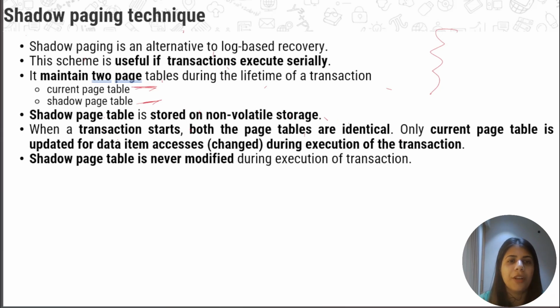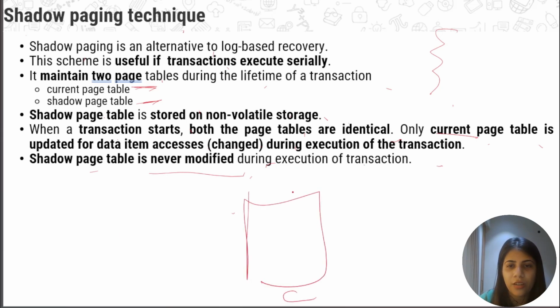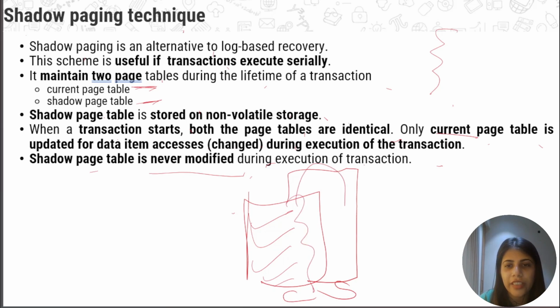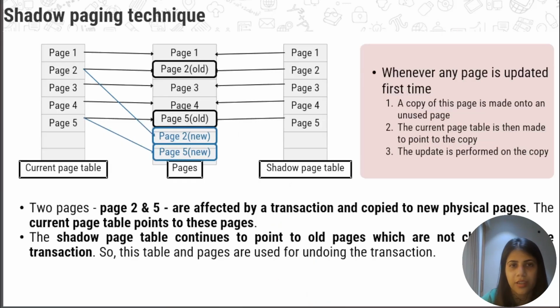दोनों exactly same होंगे because shadow is also exactly similar. Only the current page table is updated for data item accesses. जो current page है वो update होता जाएगा, change होता जाएगा according to the transaction. The shadow page table is never modified during the execution of the transaction. So this is my current page. Behind this is my shadow page. Over here, the database will keep on getting updated according to the transaction. However, the shadow page will not get updated until the transaction is completed.